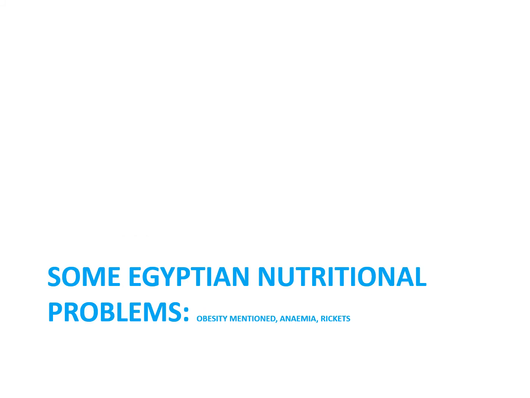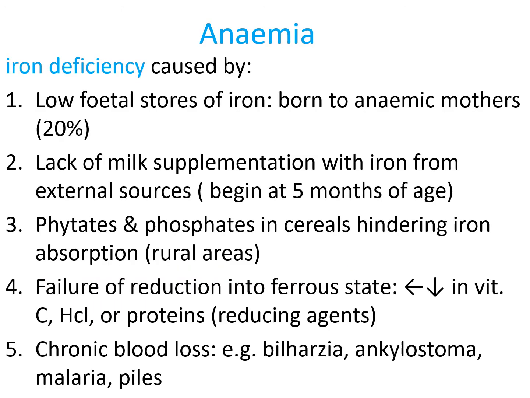Some Egyptian nutritional problems. Obesity, we have mentioned it before in lecture 1. Anemia and rickets. Anemia: iron deficiency anemia caused by low fetal stores of iron in babies born to anemic mothers. This equals 20% of cases. Lack of milk supplementation with iron from external sources, which should begin at 5 to 6 months of age.